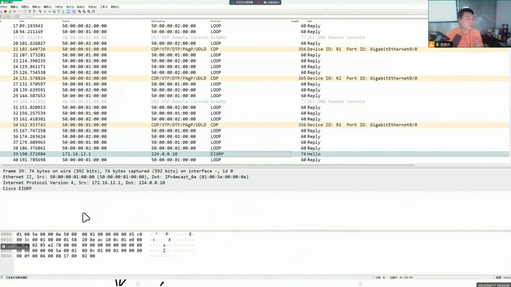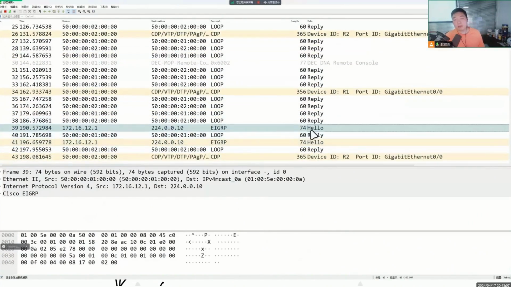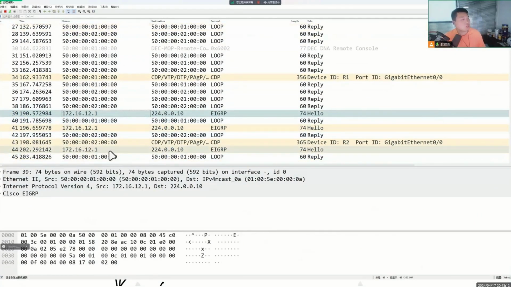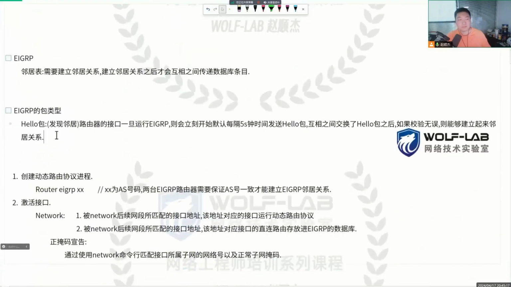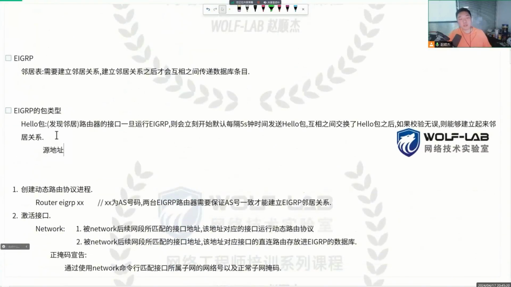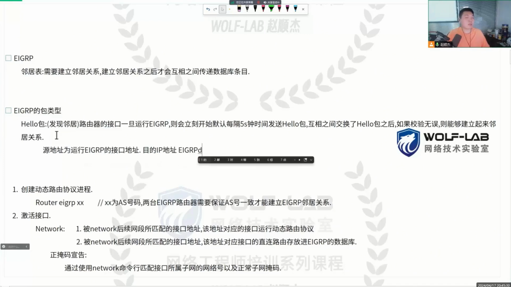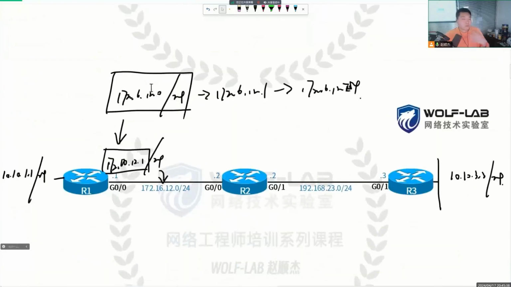Go ahead, look at the packet. Immediately you see the first packet came out. We saw an EIGRP hello packet. The source IP address of this hello packet is the interface address where we run EIGRP. The source address is the interface address running EIGRP. The destination IP address is our EIGRP multicast IP address, that is 224.0.0.10.